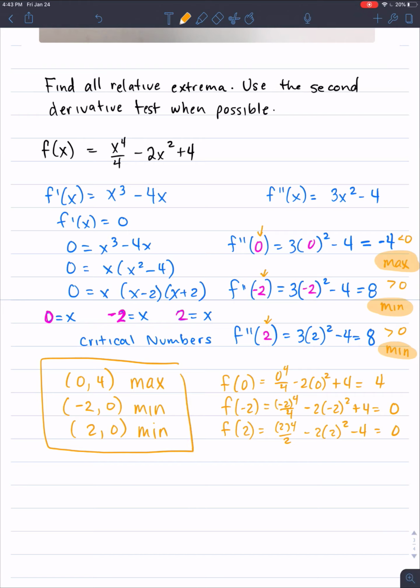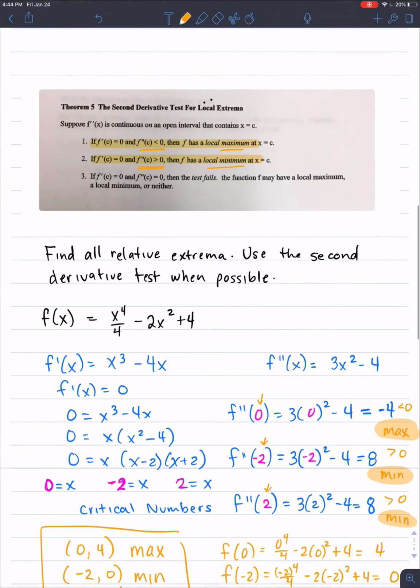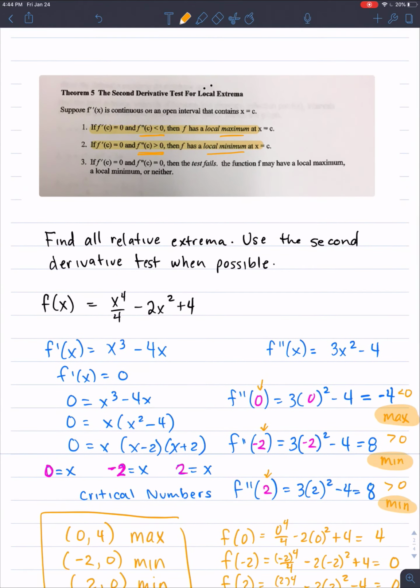So for these, it'll say find all relative extrema. Remember, extrema just means find the max and mins using the second derivative test. So in this case, we use our first derivative to find possible critical numbers, and we plug our critical numbers into our second derivative and just determine, is that value positive or negative? Is it less than 0, meaning negative, or is it greater than 0, meaning positive? And we use our theorem to declare if it's a max or a min.